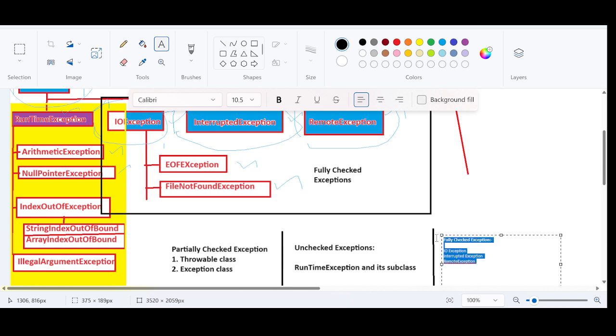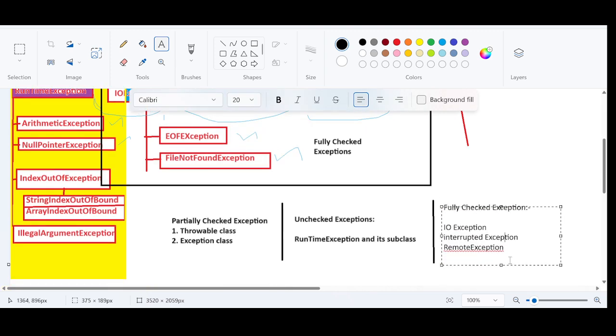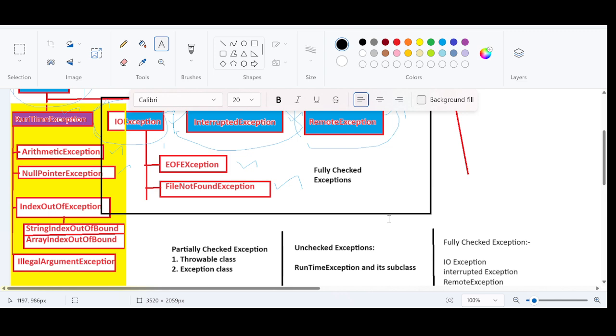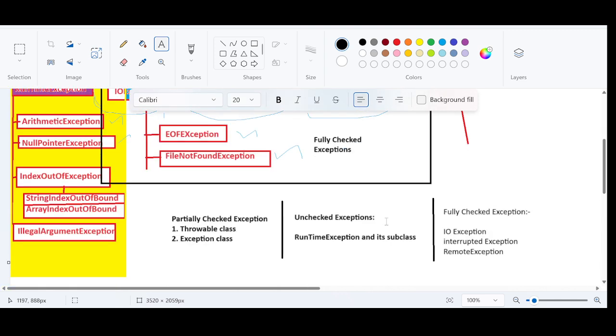In Java, only two exceptions are partially checked: Throwable and Exception. Apart from these two, all the other exceptions, excluding RuntimeException, are fully checked exceptions. Because here we are talking especially about checked exceptions, right? In that case, these are the exceptions that come under fully checked. These are the examples. Right? Unchecked exceptions, partially checked exceptions, fully checked exceptions, and that's it. It's all about the exception hierarchy.